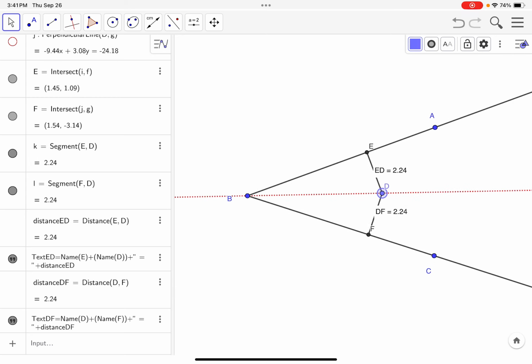And it sure looks like when I'm on the angle bisector, I'm equidistant from the edges of the angle, or the rays, I guess, that define the angle. So that's the characterization of the angle bisector. Let's go ahead and prove that it's true.